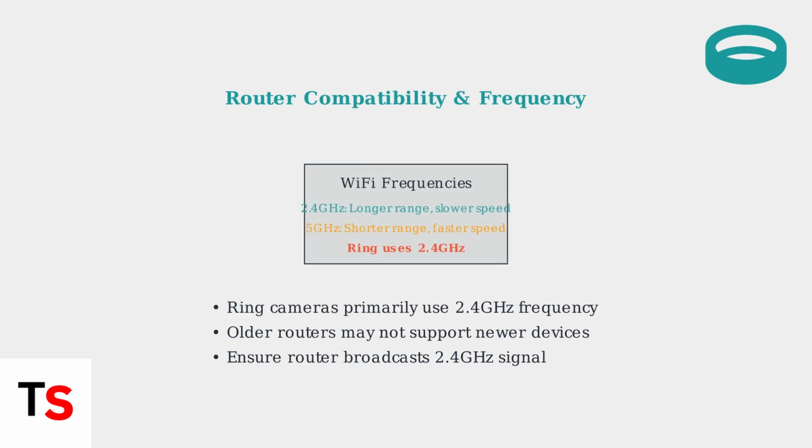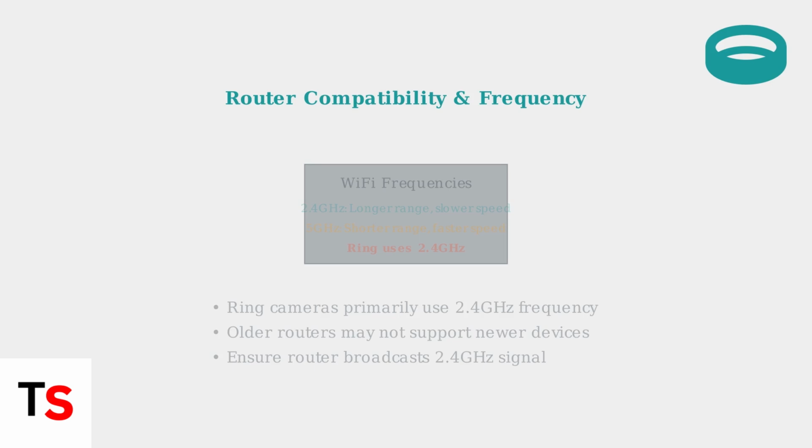Ring devices primarily use the 2.4 GHz frequency band, so ensure your router broadcasts this signal. Older routers may not fully support newer Ring devices and might need upgrading. Understanding these common causes helps identify why your Ring camera goes offline. In the next section, we'll cover specific troubleshooting steps to resolve these issues and get your camera back online.